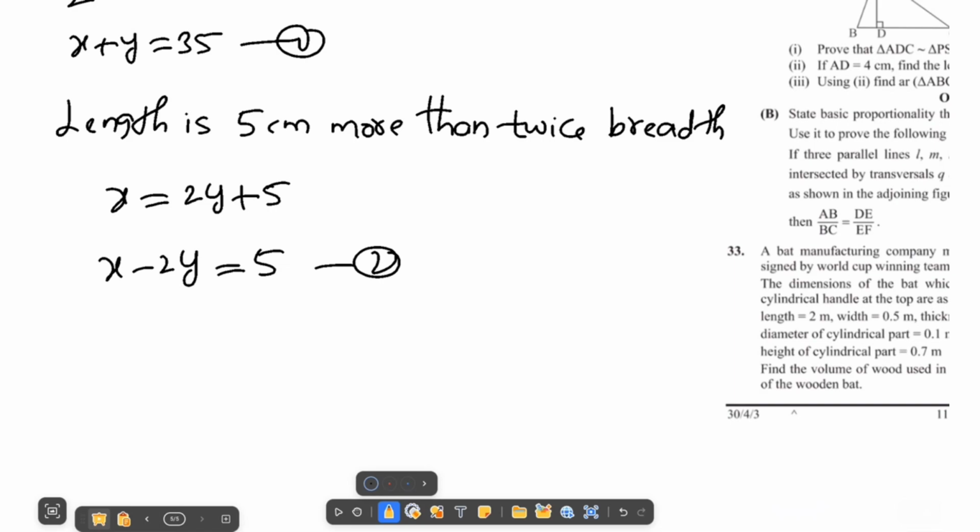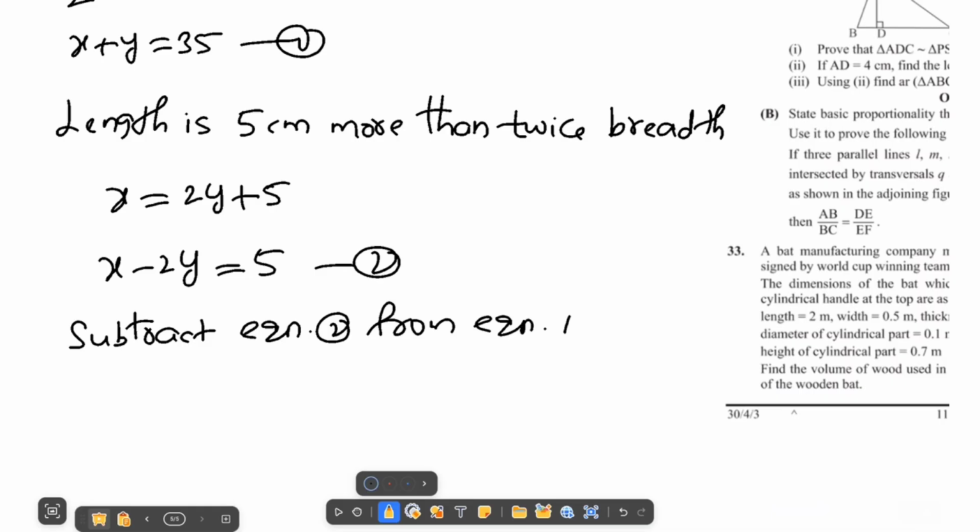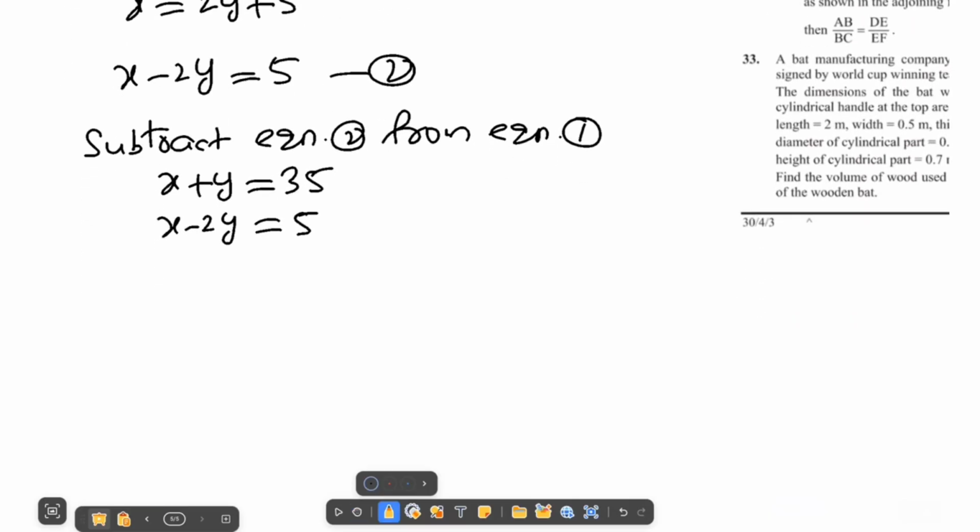So subtract equation 2 from equation 1. What is equation 1? x plus y is equal to 35. Under that, write x minus 2y is equal to 5. So subtraction, right? Change the signs of the second equation. So plus x becomes minus x, minus 2y becomes plus 2y, and plus 5 becomes minus 5. Now add. So the x cancels.